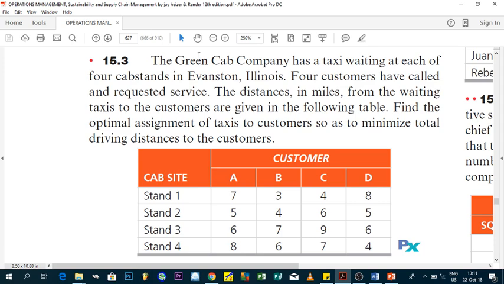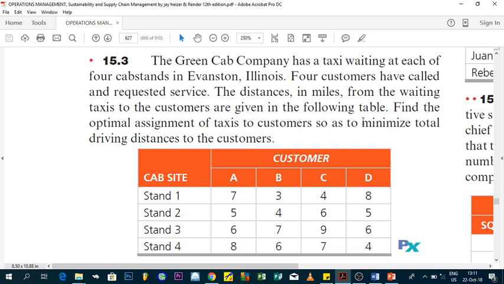So we have this company called the Green Cab Company that has a taxi waiting at each of 4 cab stands in Evanston, Illinois. Now 4 customers have called and requested service. The distance in miles from the waiting taxi to the customers is given in the following table. Find the optimal assignment of taxis to customers so as to minimize the driving distance for customers. So the objective first of all is minimizing the driving distance. Why do you want to minimize?